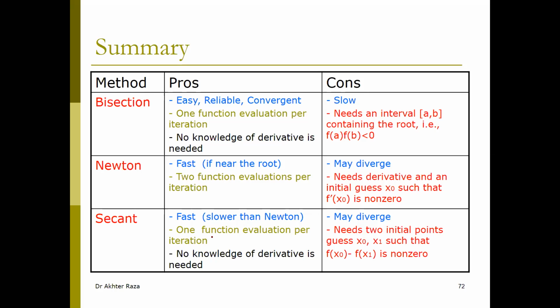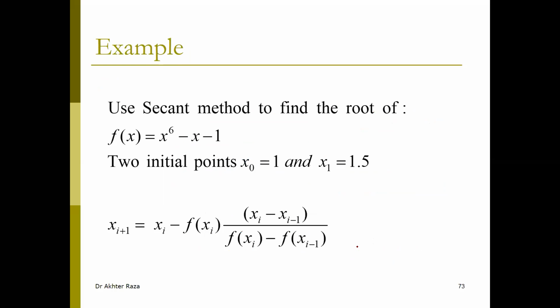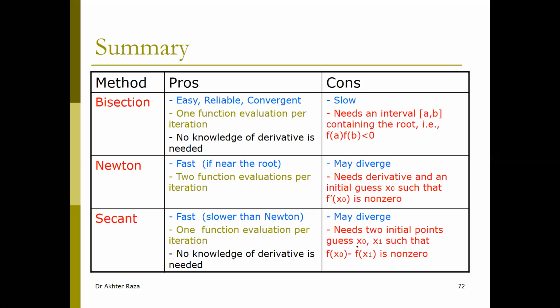The formula of slope is used as a derivative, as an approximation. So in the secant method, the derivative is not required. That is the feasibility compared to the Newton method, but in the secant method two initial guesses are needed. So these are the comparison among the three methods that we have selected in this presentation.